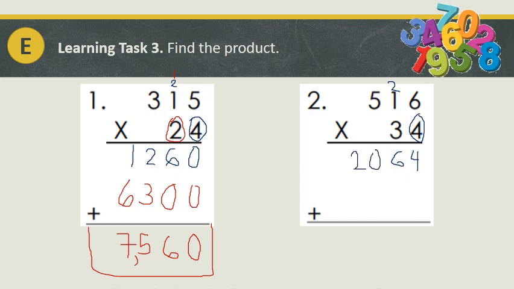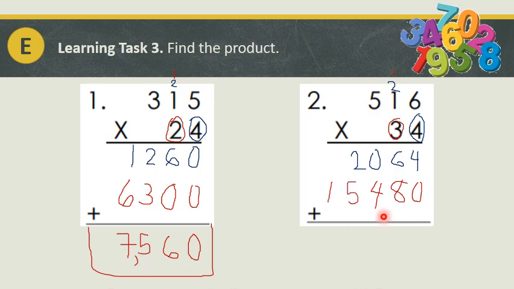Okay, doon naman tayo sa baba. Magsisimula tayo sa 3. Lagay na tayo ng 0 dito sa dulo. So, 3 times 6 is 18. So, 8 dito. Then, carry 1. So, 3 times 1 is 3 plus 1 is 4. Then, 3 times 5 is 15.